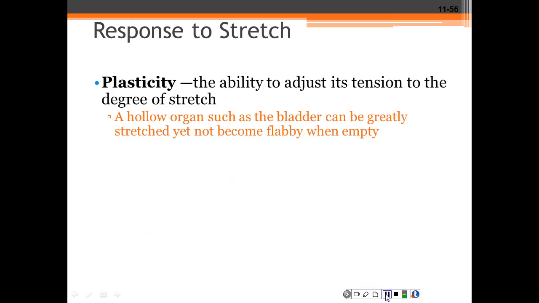Now, smooth muscles exhibit plasticity, and that's the ability to adjust its tension to the degree of stretch. Now, organs such as the bladder can be greatly stretched, yet not become flabby when empty.